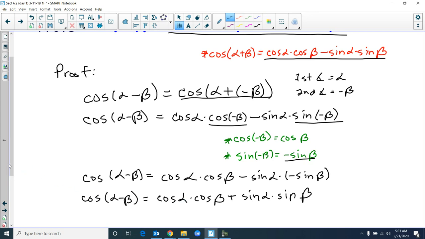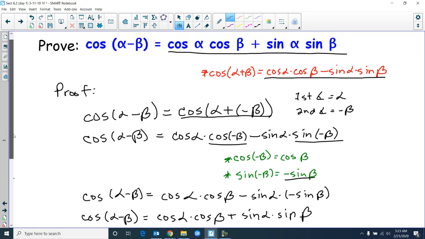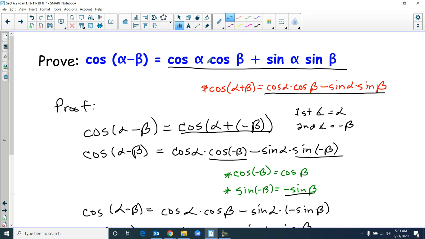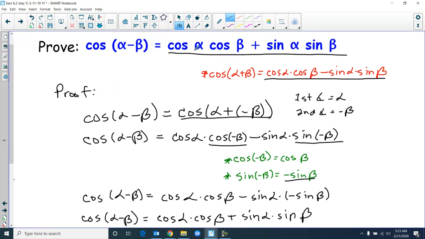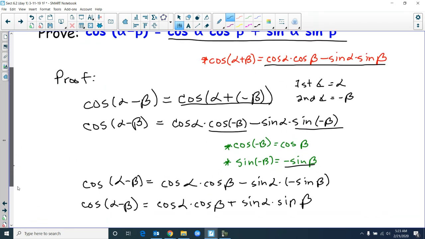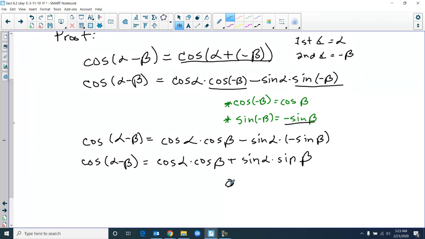So right there, there's your formula for a minus sign. Cosine alpha, cosine beta, plus sine alpha, sine beta. Not that you have to write it, but Q.E.D.